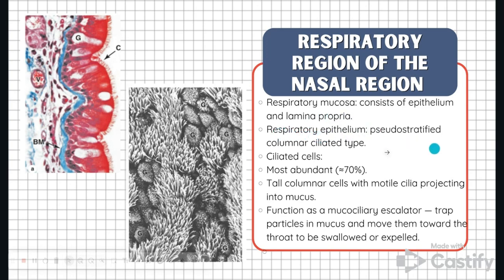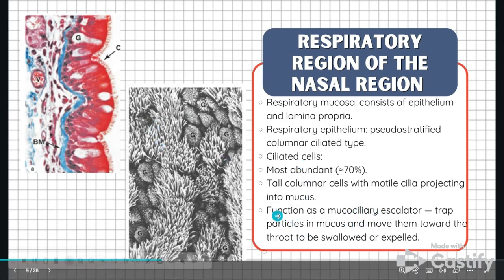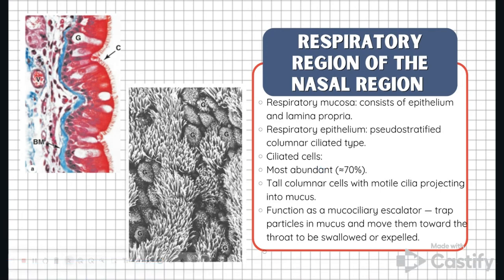Respiratory epithelium is pseudostratified columnar ciliated type, and here we have the tall columnar cells with motile cilia projecting into the mucus. Because of the goblet cells here, anytime you see goblet cells, there's mucus. These cilia are going to help push the mucus, functioning as a mucociliary escalator. They help push the mucus, trap the particles in the mucus, and move them towards the throat to be swallowed or expelled. So far, so good, everyone. I think nothing too difficult yet.